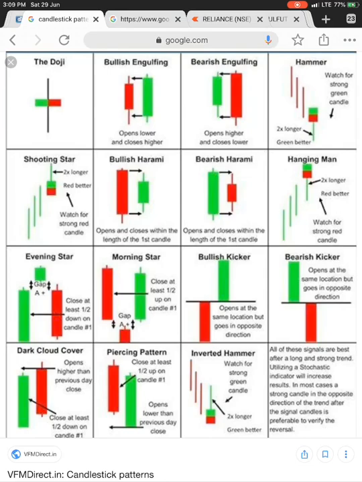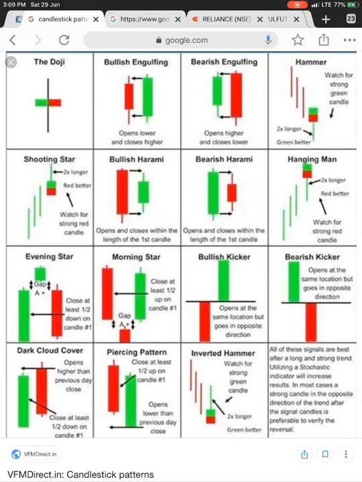Bearish harami. In bearish harami, compared to the previous candle, it opens and closes within the length of the first candle, and it forms at the top of the bullish trend, and it reverses the trend. From there a downward movement starts.